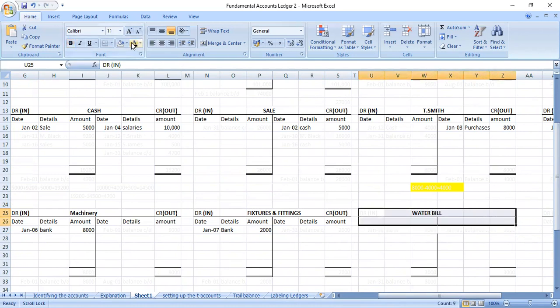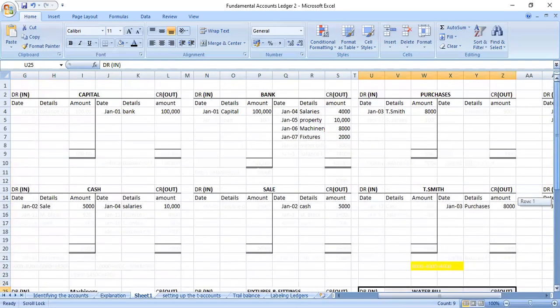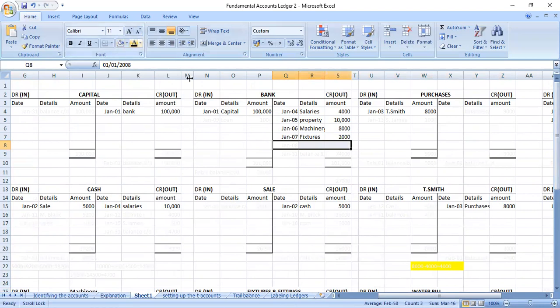So we have debit in, credit out, the details and amount on both sides. All right. What did we do? We paid water bill by check on January 8th. So the money came out of the bank account. So here we go now. January 8th, $3,000 came out of the bank account to pay our water bill.